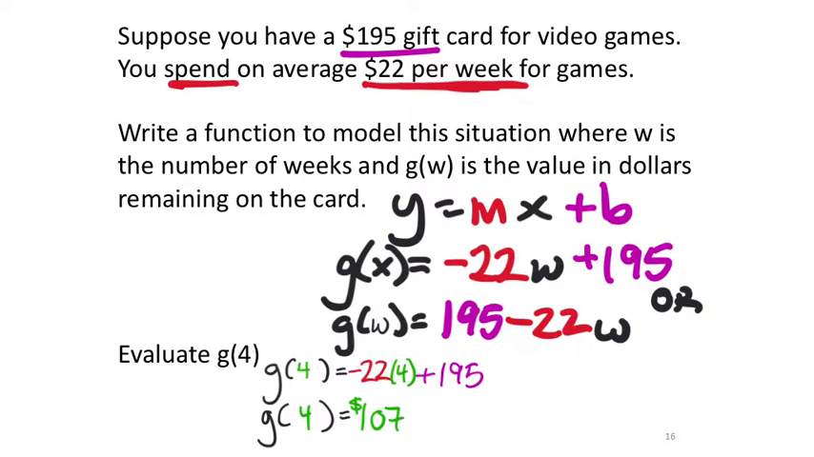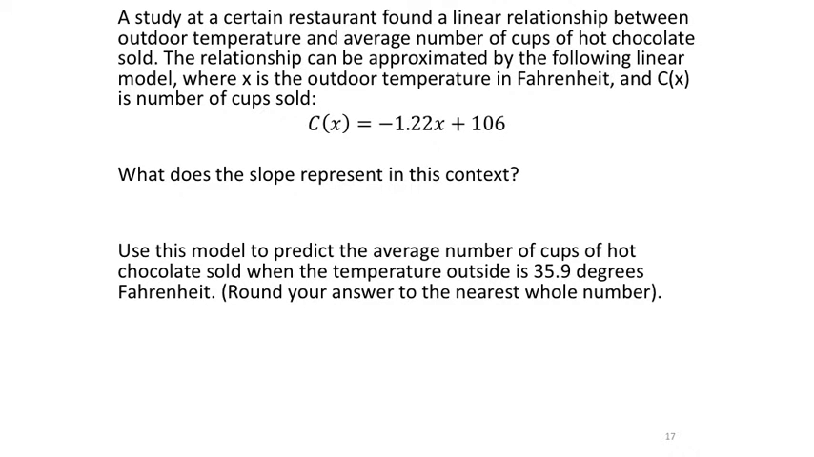And that's how this would interpret, by the way, if by chance you had written it as an ordered pair as (4, 107) like this. Okay. The 4 indicates how many weeks have passed. The 107 tells you how much money is left on the card. So there you go.